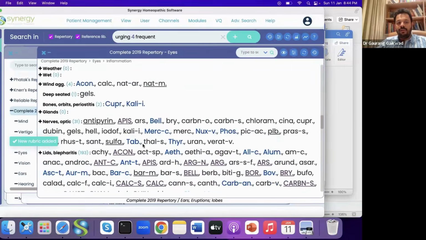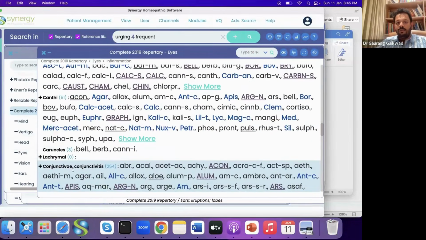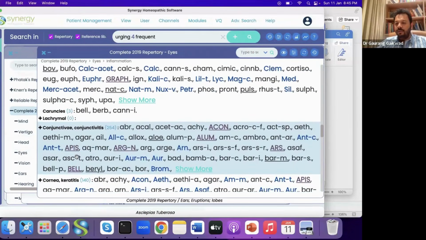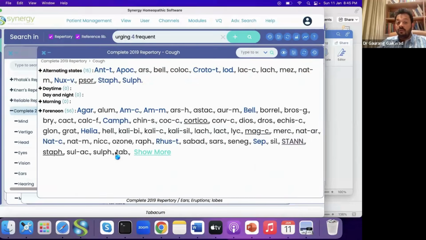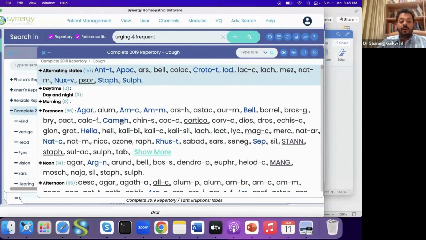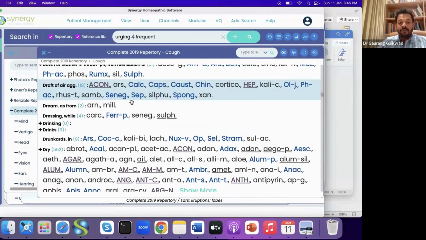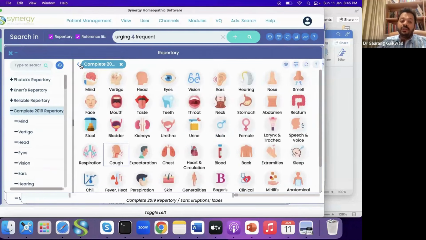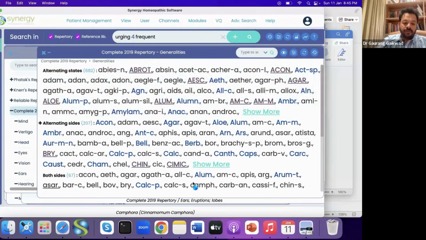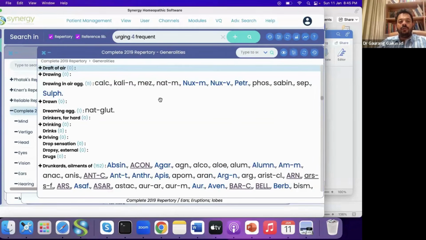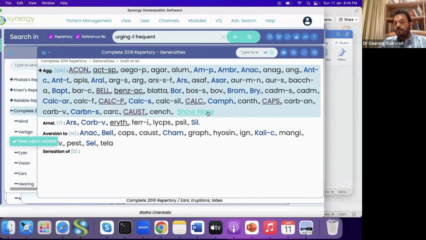I hope you can see this. Eye, inflammation, conjunctiva. I have used the Complete Repertory. You can also use perhaps Kent repertory. You can use Synthesis repertory. You can use whatever you want. So this is the first rubric I've taken. Second, I've taken is the cough. The cough is aggravated by a draft of air. That is a very, very strong symptom. But in general, also there is a lot of aggravation by draft of air. So I'm going to take draft of air in general.